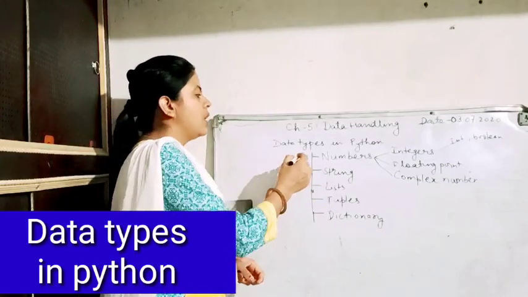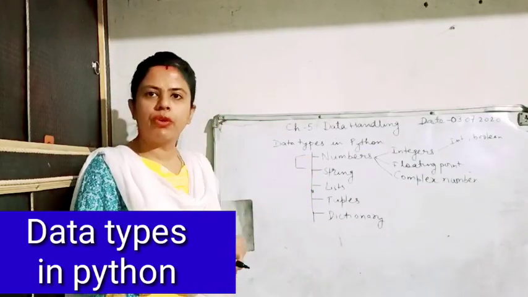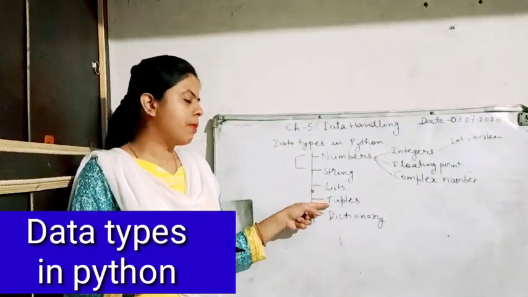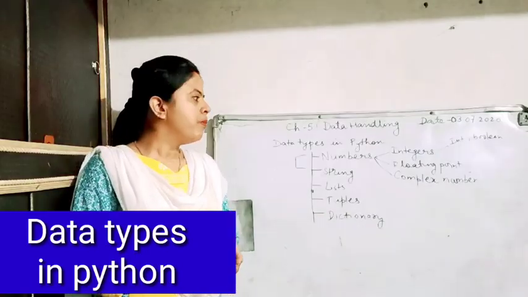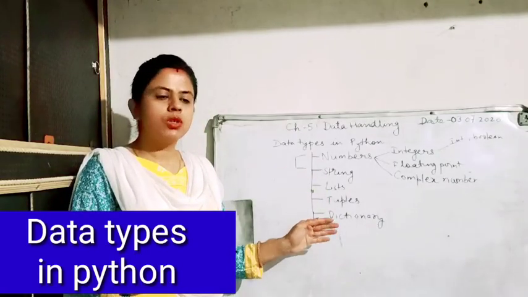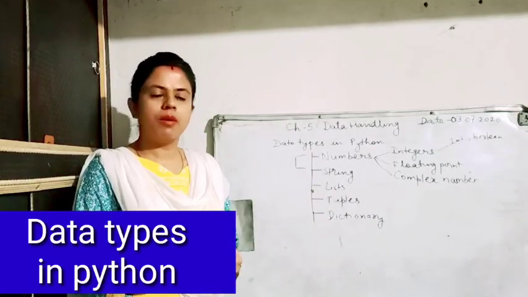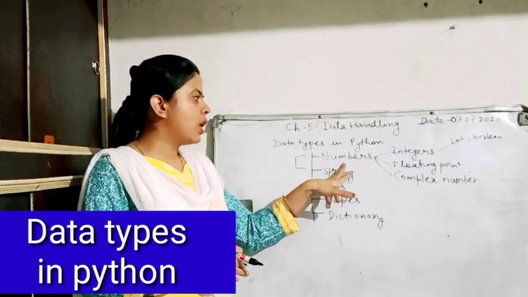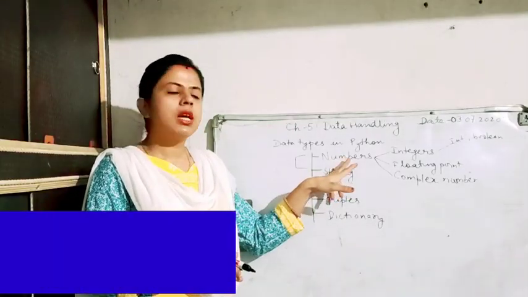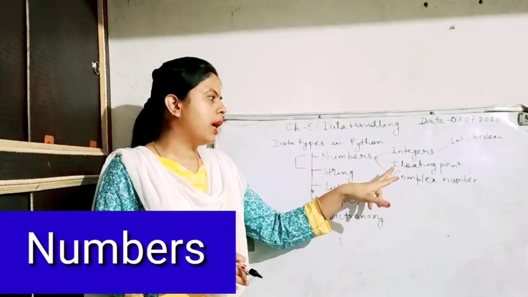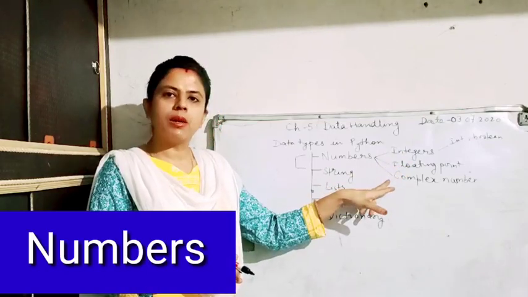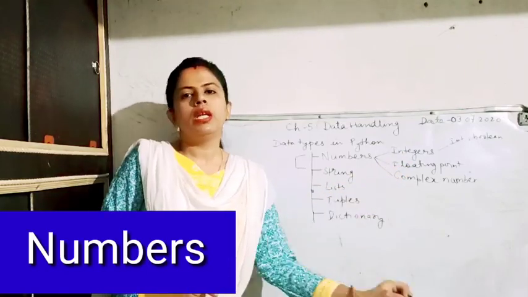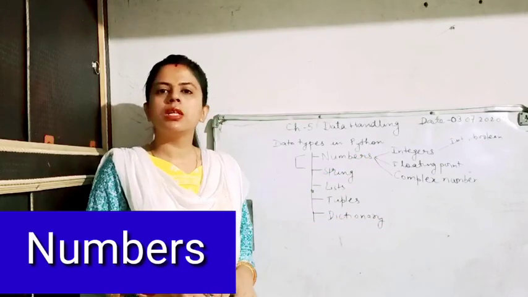Numbers and string we have already worked in. We have done a few programs as well. However, list, tuples and dictionary we have not learned, but I will discuss them one by one so that you can understand better. Now the first one is numbers. Numbers are further divided into integer part, floating part and complex numbers. Okay, so what are integer part numbers?